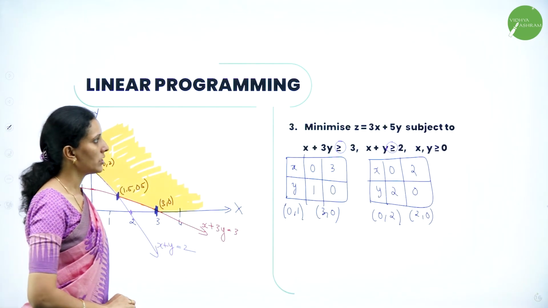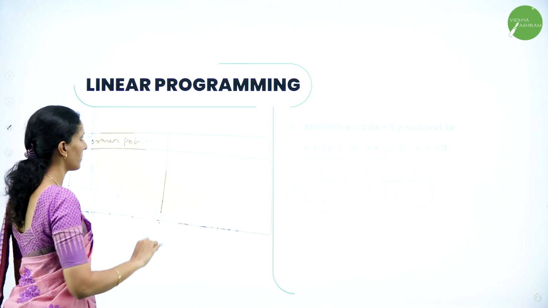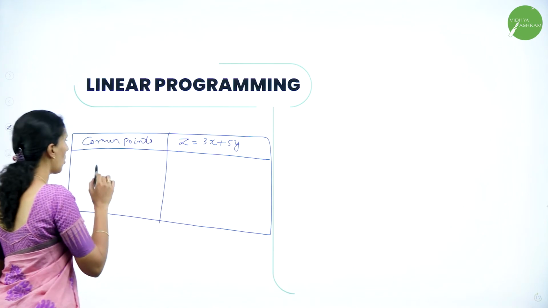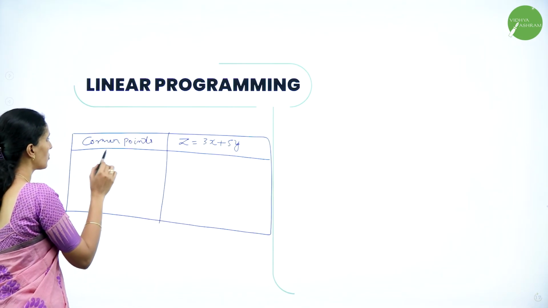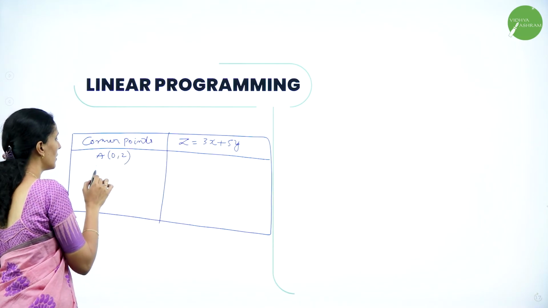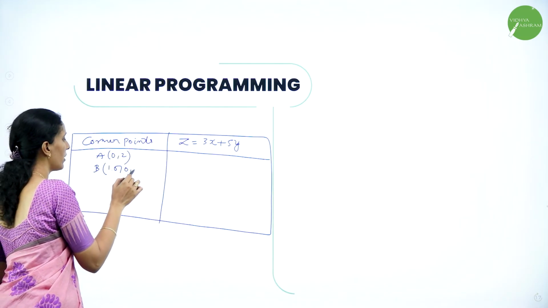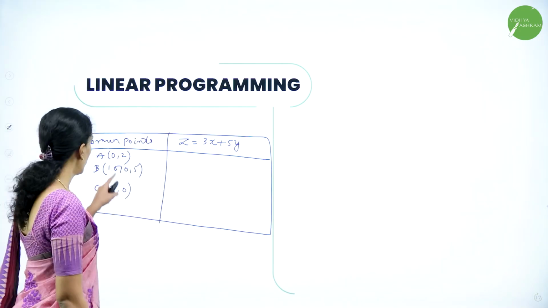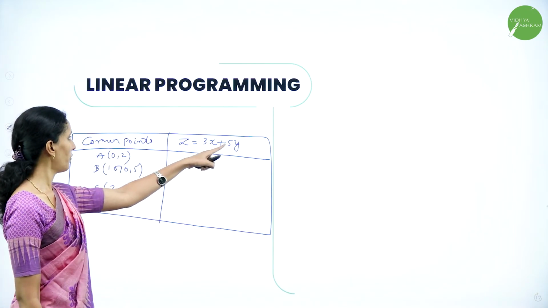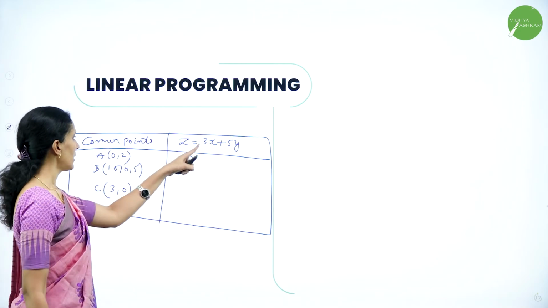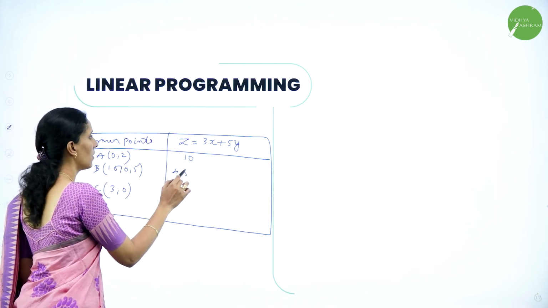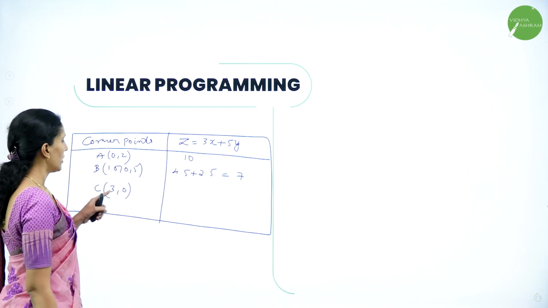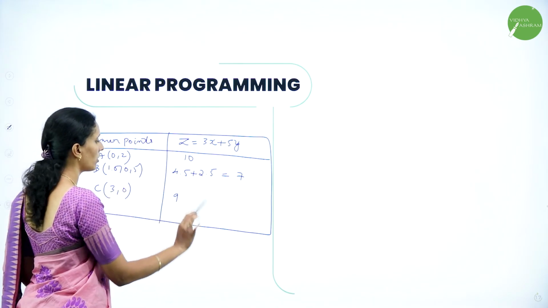What is my optimal function? Z = 3x + 5y. So write the corner points: A is 0, 2, B is 1.5, 0.5, C is 3, 0. Let's substitute the solutions now. If you put x as 0, then 3 into 0 is 0, 5 into 2 is 10. 3 into 1.5 is 4.5, plus 0.5 times 5 is 2.5, so the value is 7. Next, 3 threes are 9, 5 zeros are 0, the value is 9.